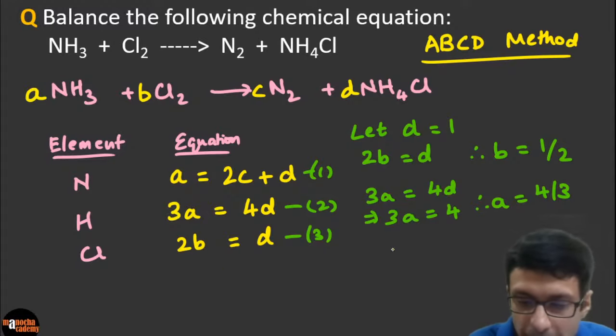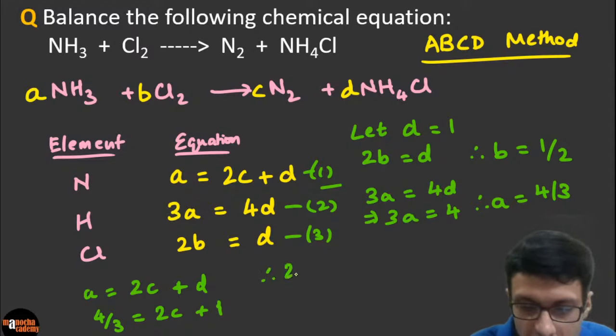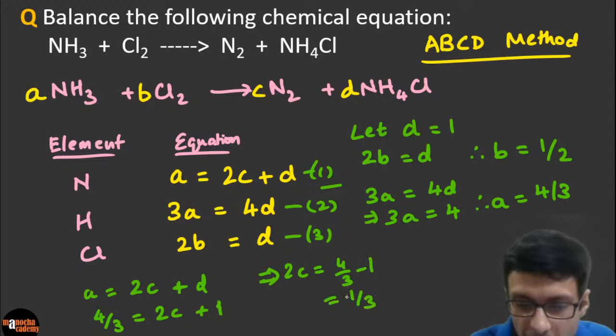And what about the last one? We need to find C. For that, we are going to use the first equation here. So let's write it down. A equals 2C plus D, right? Let's substitute the value. A we had 4 by 3 is 2C, and D we took as 1, so plus 1. So from here we are getting 2C equals 4 by 3 minus 1, right? Which is nothing but 1 by 3. So therefore C equals 1 by 6.